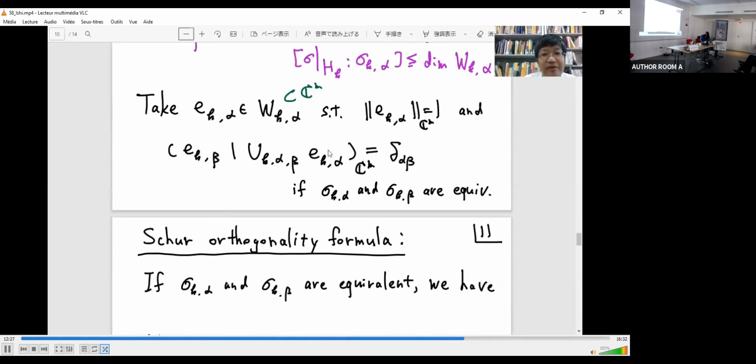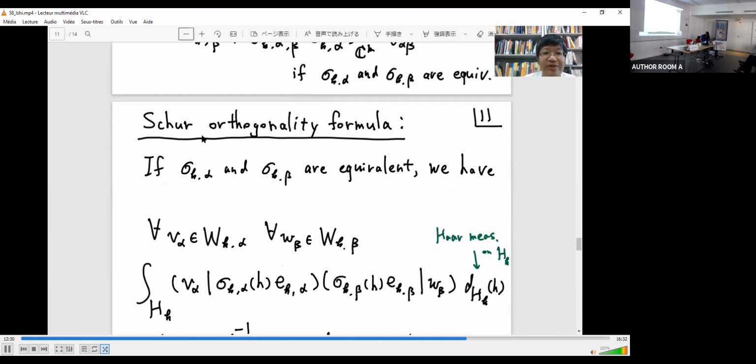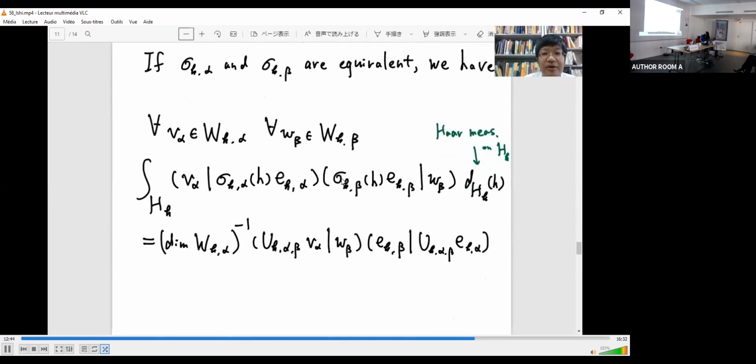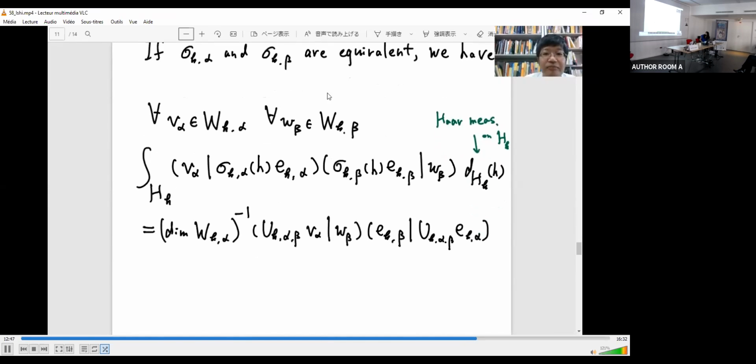Related to this formula, we recall the so-called Schur orthogonality formula for the representation of a compact group H_k. So if sigma_k alpha and sigma_k beta are equivalent, we have such an integral of the so-called matrix element equal to this quantity. And here we have e_k beta, U_k alpha beta, e_k alpha. Then this equals 0 if alpha is not equal to beta.